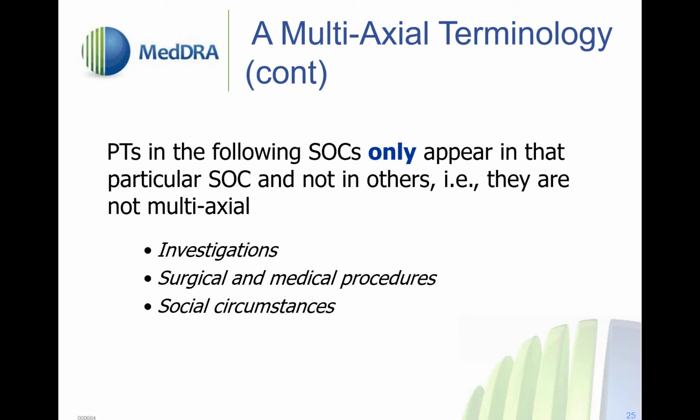And social circumstances, like we said, sometimes represent risk factors. It's really hard to make links to all possible system organ classes and body systems that could be related to a particular risk factor. So that's why these concepts only appear in these particular SOCs. They are uniaxial, and this is an important part to remember when you are trying to retrieve data relevant to a query you're interested in: not to forget about these uniaxial system organ classes.